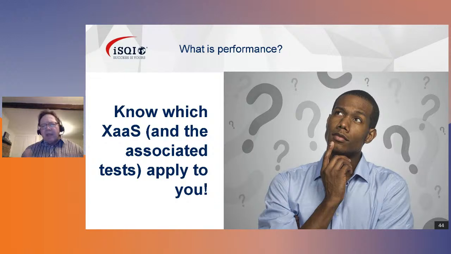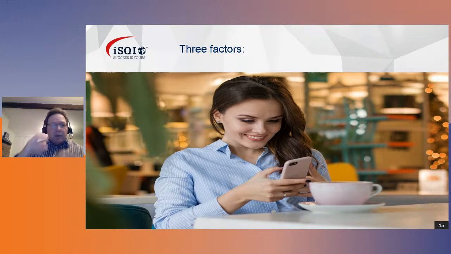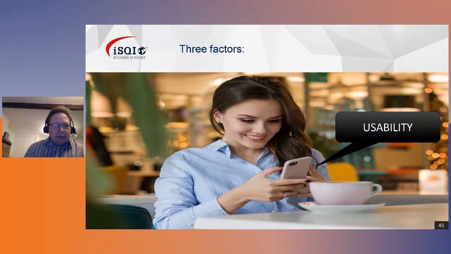So we've talked a bit there about the technology, the back end, the stuff that our systems are running on. But we have to return back to that human factor once again. And there's three fundamental factors that I think we need to be conscious of as people interested in performance. The first one, of course, is usability.